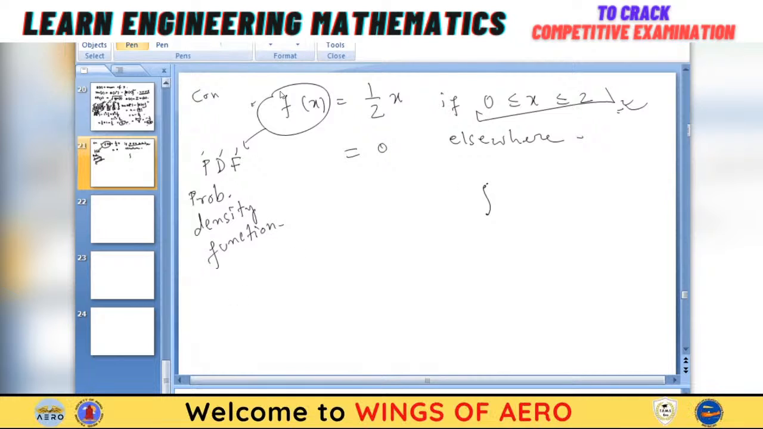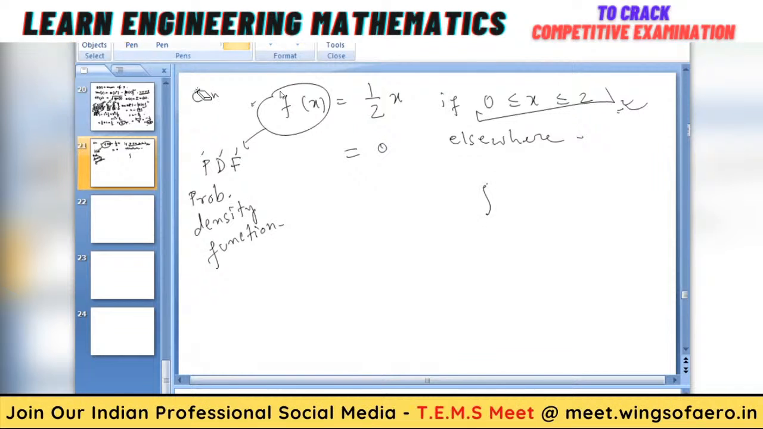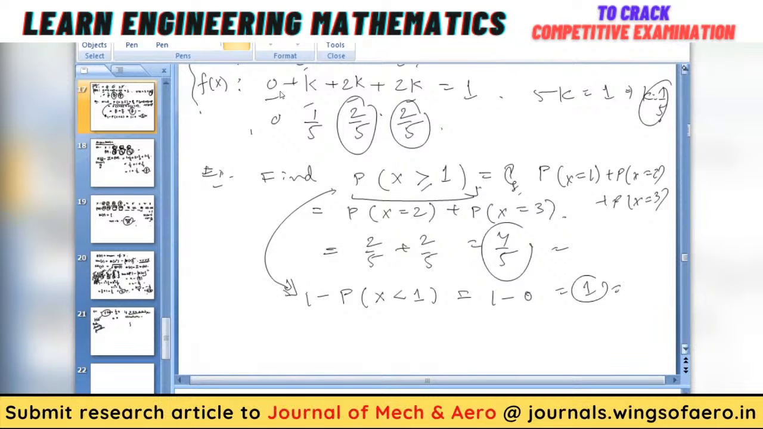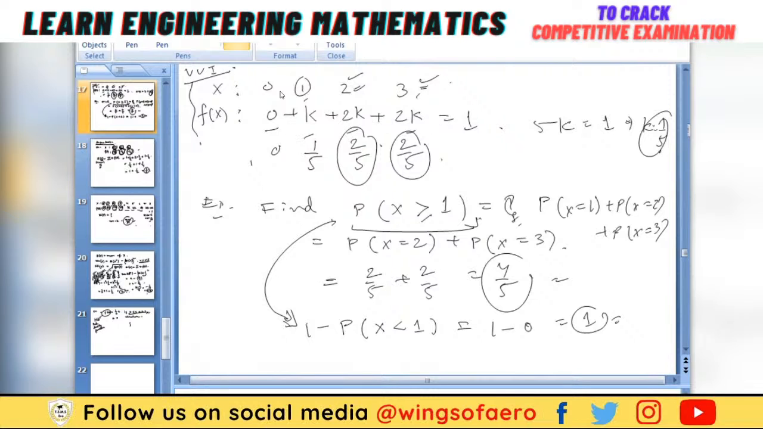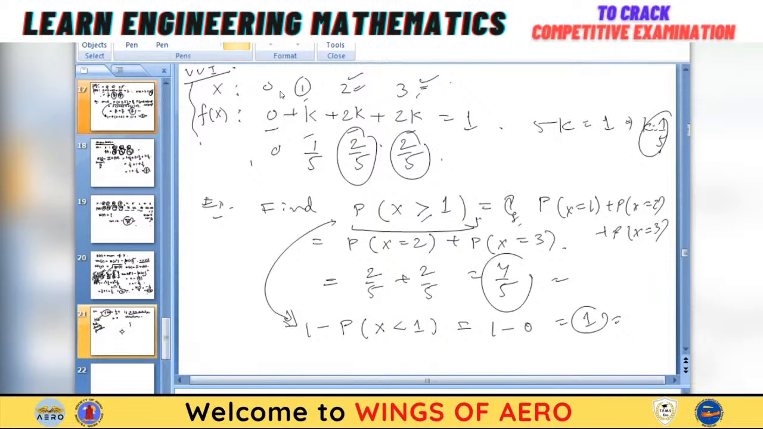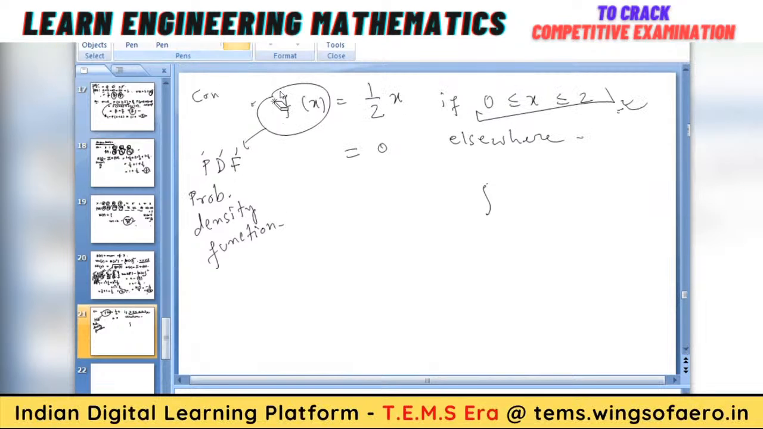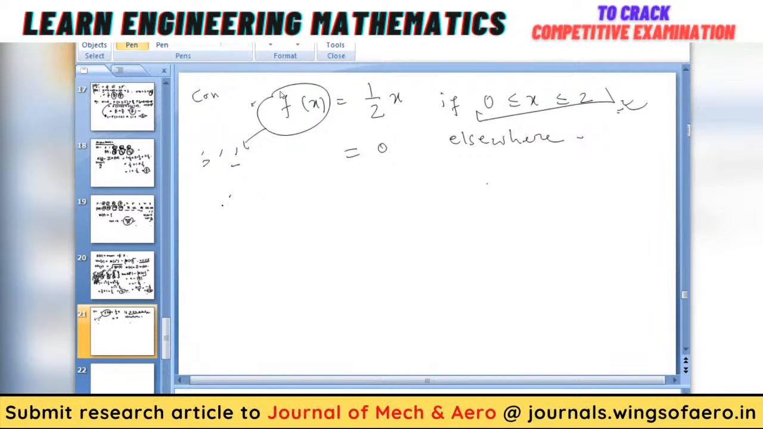So now I'm giving you an example, the same kind of example as before. You have solved the problem with 0, 1, 2, 3 and 0, k, 2k, 2k, where you added them, set the sum equal to 1, and then found the value of k. Exactly the same problem I'm giving you, but in the case of a continuous variable. So tell me, what is the value of k here?